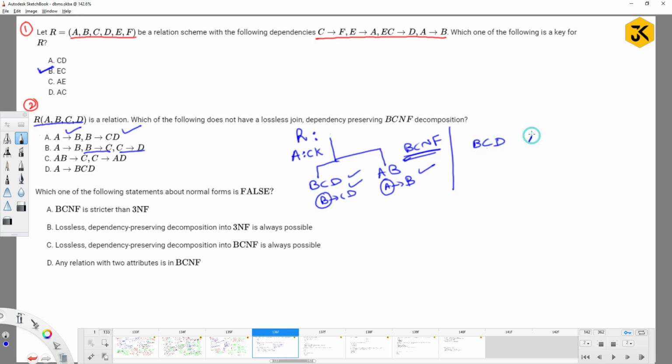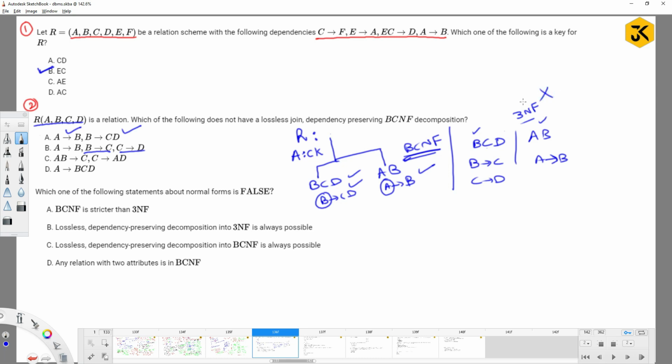And what about the other one? AB. Right? Now, between these two, what is the common one? B is the common one. Now, this relation is in 3NF. Why is this relation in 3NF? If I say B determines C, C determines D, A determines B, is it in 3NF?